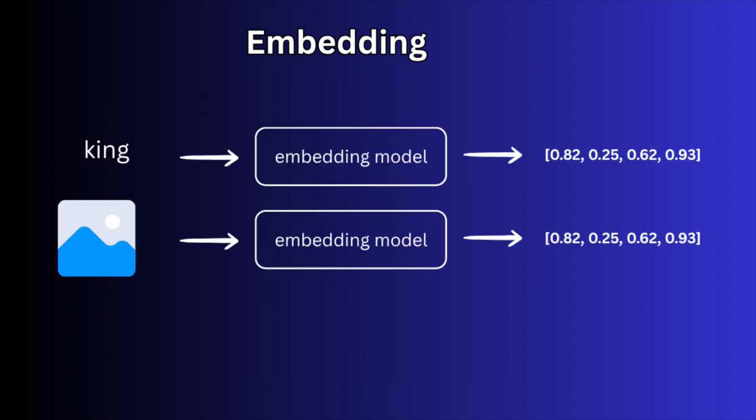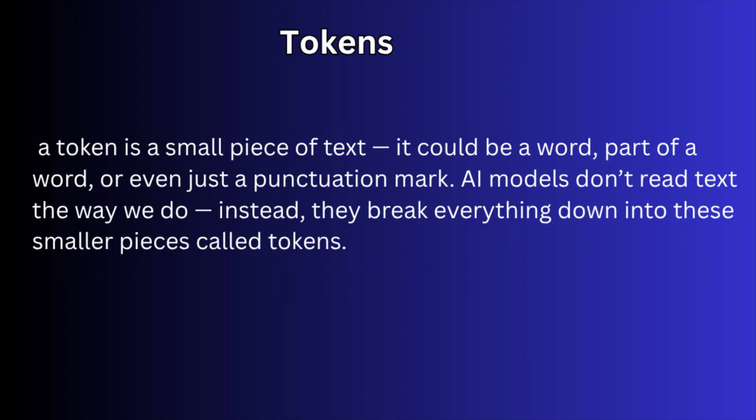And embeddings are not just for text. You can also embed images, audio, or even code into vector forms so AI can work with them too. So, in short, embeddings act like a bridge between human language and machine understanding, turning complex data into something AI can reason about. Let's move on to the fundamental concept in AI, which is tokens.